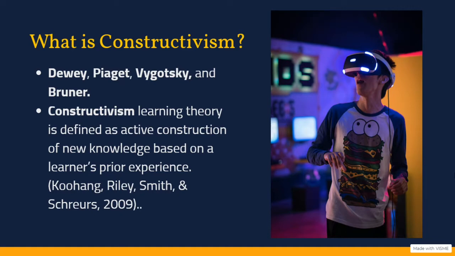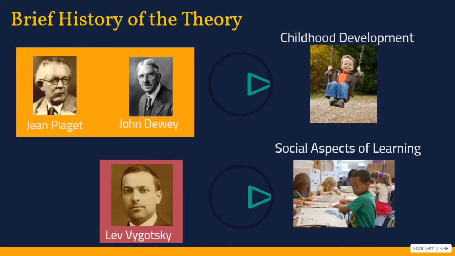Constructivism is basically a theory based on observation and scientific study about how people learn. It says that people construct their own understanding and knowledge of the world through experiencing things and reflecting on those experiences. There are three foundational psychologists of Constructivism: Jean Piaget, John Dewey, and Lev Vygotsky. Jean Piaget and John Dewey developed theories of childhood development and education, what we now call progressive education. That led to the evolution of Constructivism.